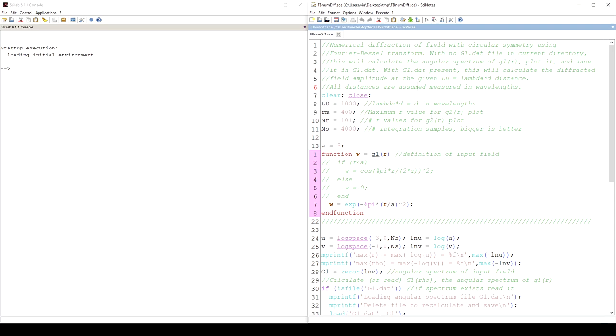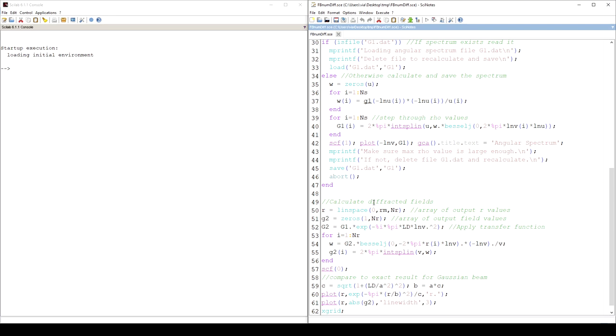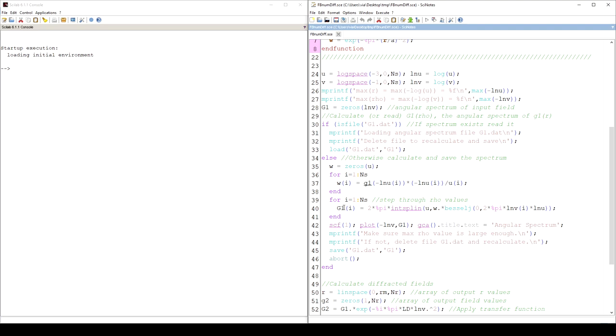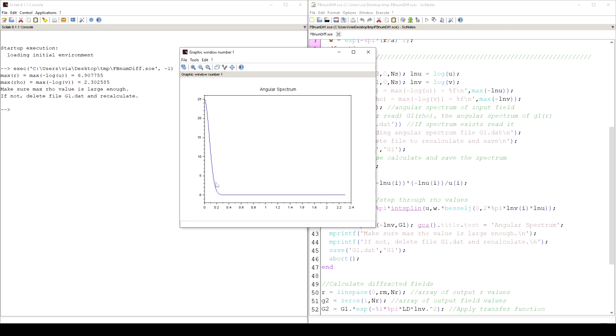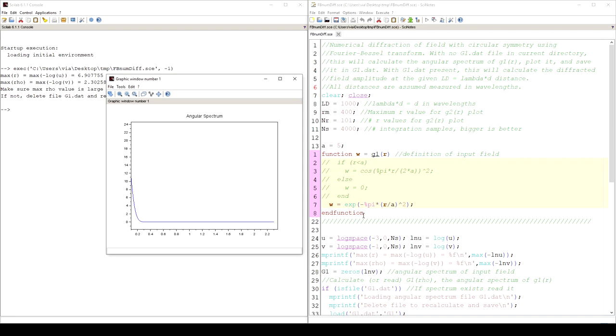So the first thing that happens is we go through and calculate the angular spectrum, big G1, of the input field up front. And we'll get a plot of that. We can look here, it's a Gaussian. And we want to make sure that it drops down and is effectively 0 for the largest rho value. That's given up here, max of rho is 2.3, etc. If that was not big enough, we could go in here in order to convert the integral from 0 to infinity to an integral from 0 to 1. We use a logarithmic transformation here.